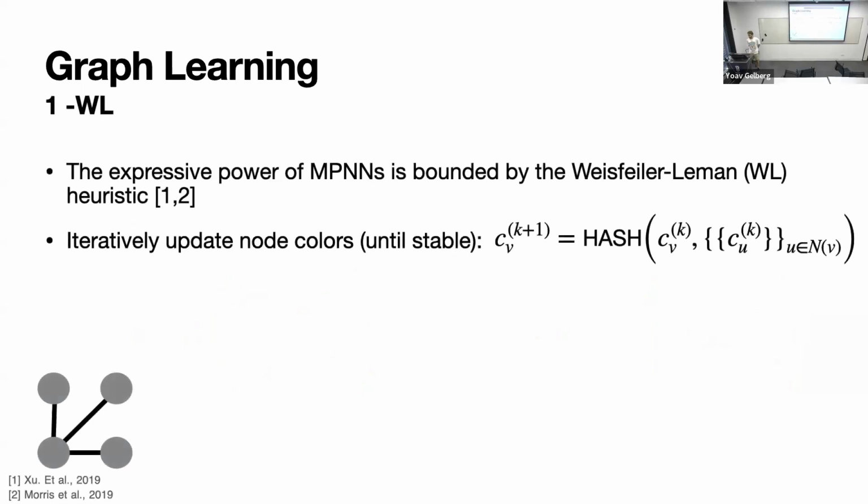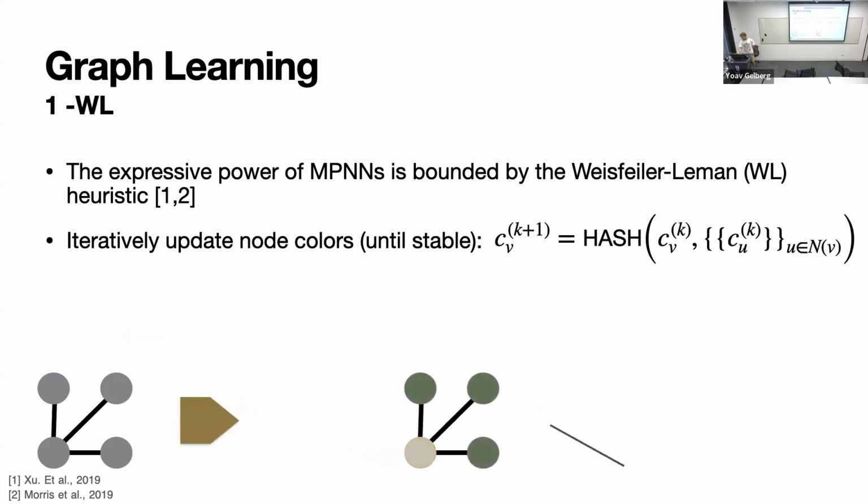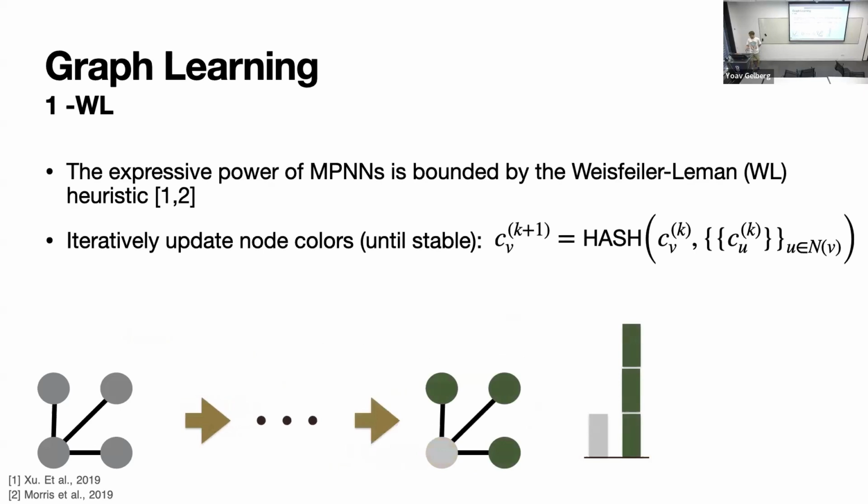The expressive power or separation power of MPNNs is bounded by the WL heuristic or WL test. And what is the WL test? We start with a graph with nodes that have initial colorings, and then we update each node's color by its own color and the multiset of the colors of its neighbors. We do this again and again until we get to a stable coloring, and this final stable coloring can be corresponded to a histogram.